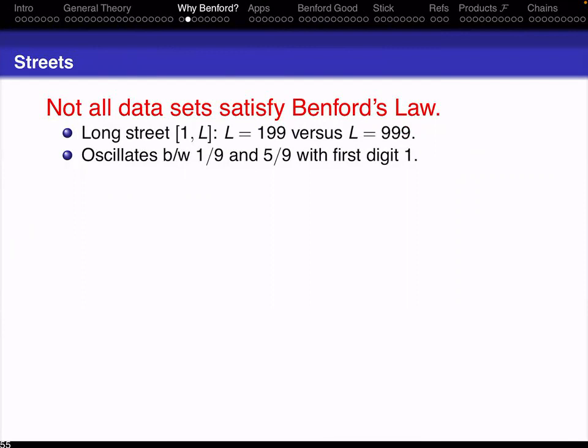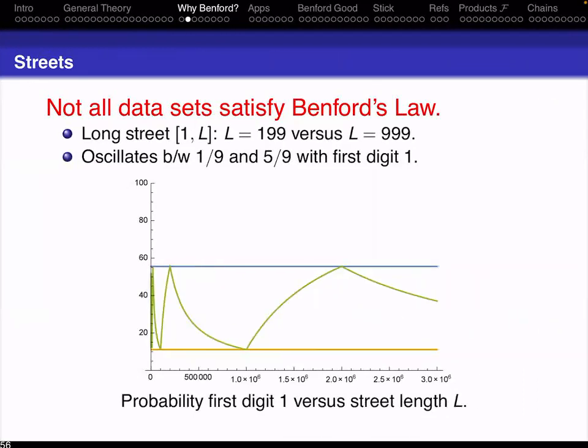So imagine you have a long street with houses numbered from 1 to L. Depending on what L is, you're going to see a very different distribution of leading digits. So if L is 199, you've just gone through 100 houses with a first digit of 1. If L is 999, you've just gone through about 800 houses where the first digit is not 1. So depending on what L is, you can have a great difference in the probability of a first digit being 1. And so if we plot, you can see this oscillation.